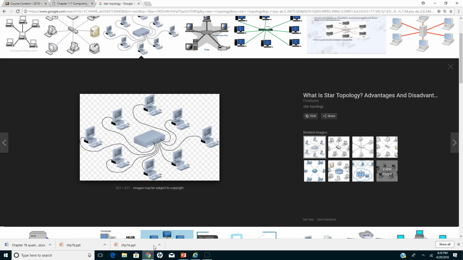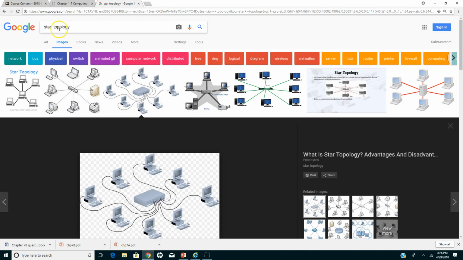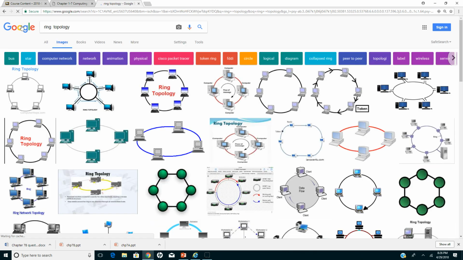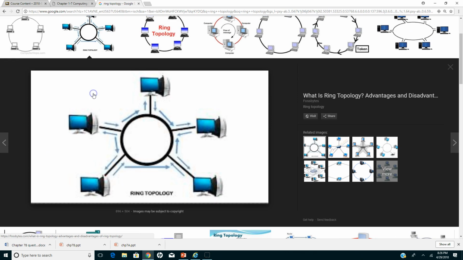Let me show it to you. This is called a ring topology. This is also not too good because if one of the cables gets disconnected, it will shut down the whole network. So this may not be a good topology to set up a network.